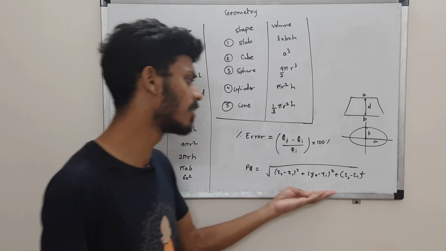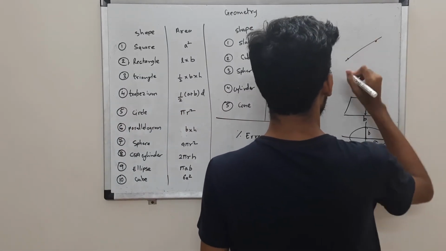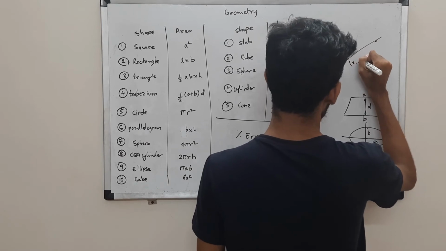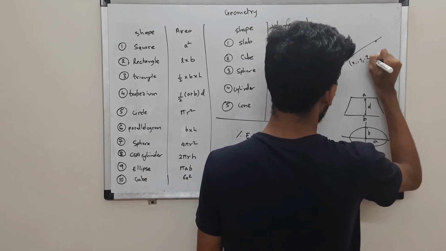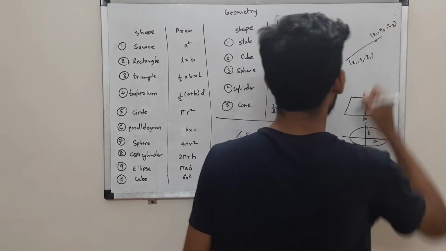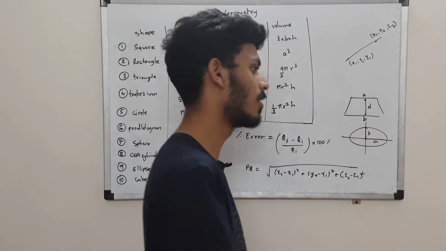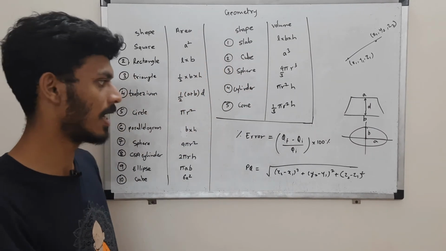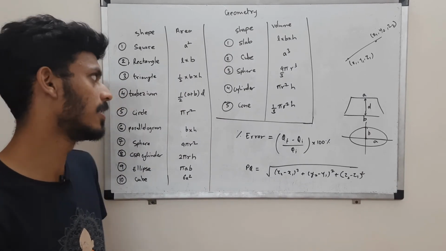And this is the distance formula. So if you have 2 points P and Q, and this has coordinates x1, y1, z1, and this has coordinates x2, y2, z2, the distance between them is simply given as x2 minus x1 the whole square plus y2 minus y1 the whole square plus z2 minus z1 the whole square, and the square root of that. So that is the distance formula.